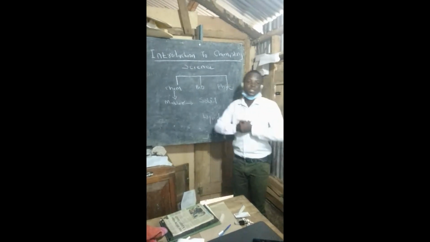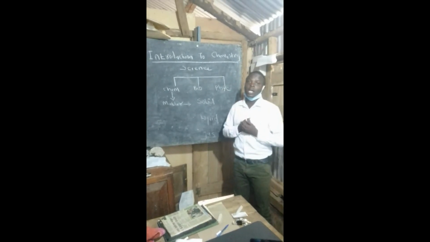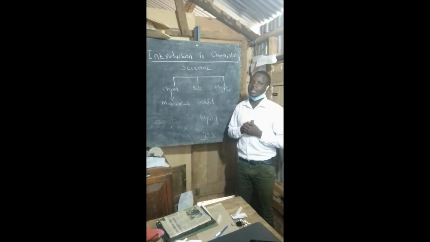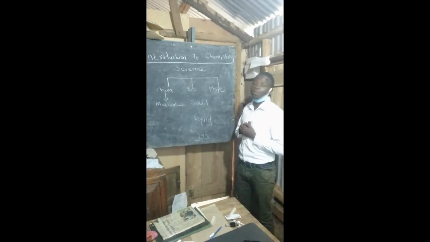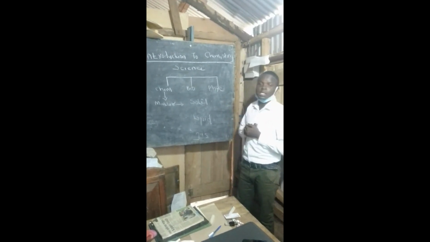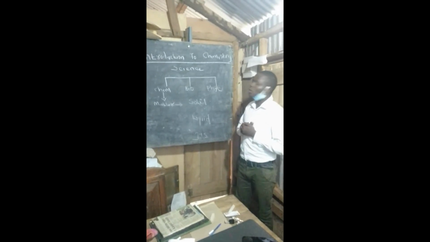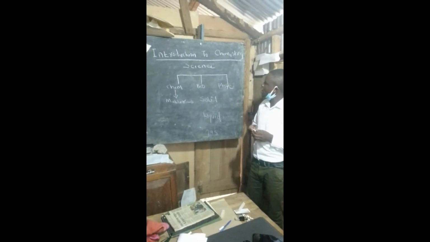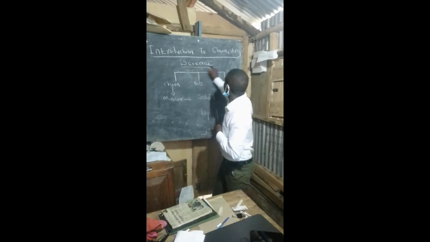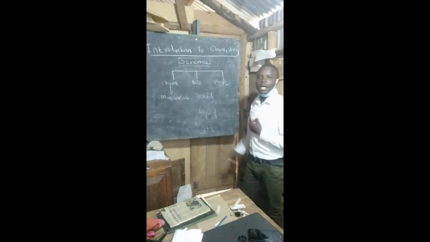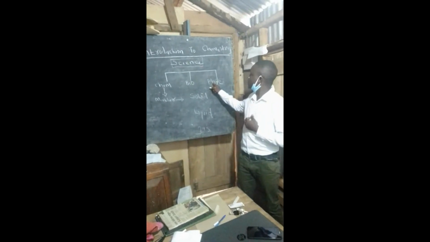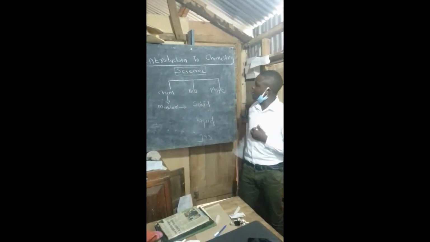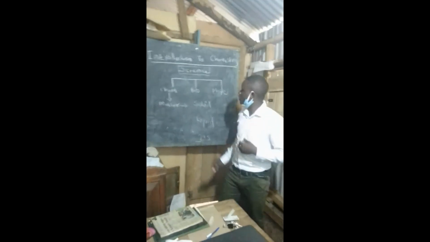And from chemistry, chemistry is not really something very new, but it is a branch of science which originates from the original subject, which is science. And at the secondary school level, that is Form 1, this science is broken down into 3 subjects. Now we have the 3 subjects, which are physics, biology, and chemistry.